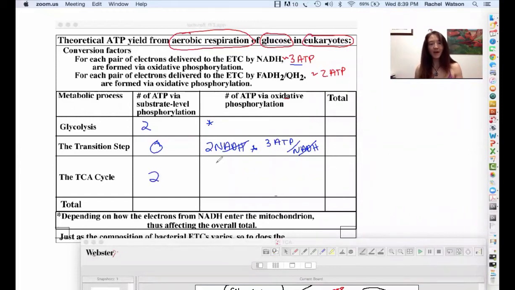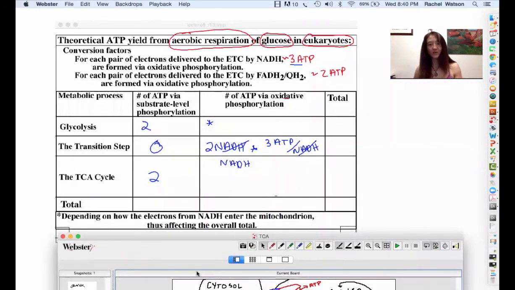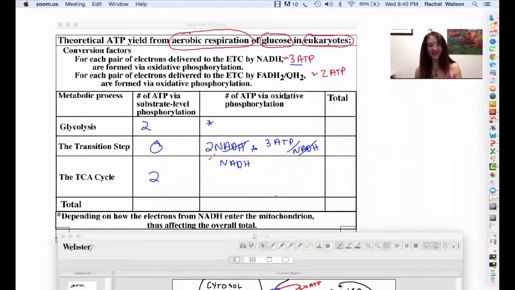2. But we also see the generation of NADHs and FADH2s in the TCA cycle. Remember, reducing power is its middle name. So let's go ahead and look at how many. So 1 turn would yield 1, 2, 3. 2 turns, 4, 5, 6. So 6 NADHs. We can apply our conversion factor again. So good. So we've got 6 NADH times 3 ATP per NADH.